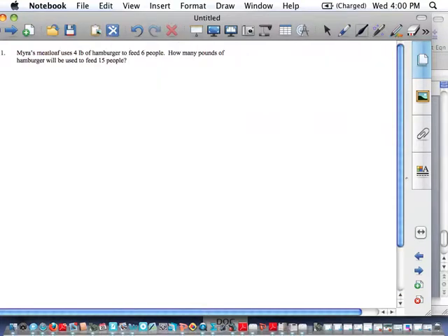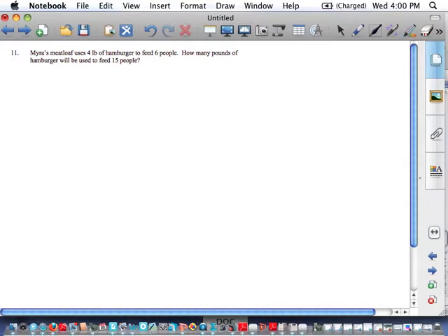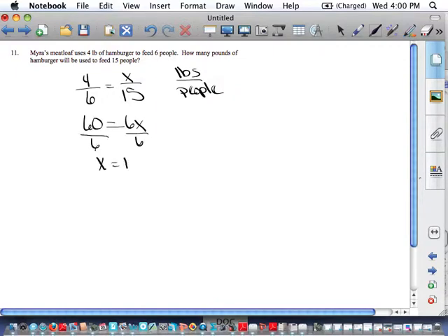Okay, now we have a few word problems. It says, Myra's meatloaf uses 4 pounds of hamburger to feed 6 people. How many pounds of hamburger will be used to feed 15? So the ratio is 4 pounds to 6 people. So you need X pounds to feed 15 people. So you're talking about pounds to people. Cross multiply, you get 60 equals 6x. Divide by 6, x is equal to 10.